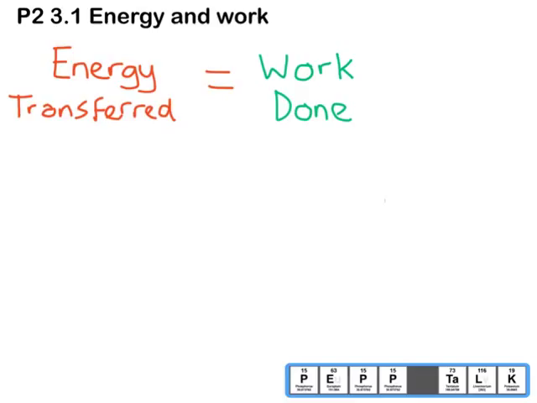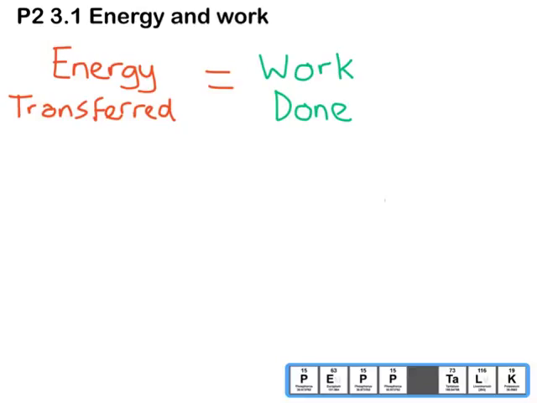So if you think about it, the amount of energy that's being transferred to an object, that we measure in joules, of course, the same as normal, is actually the same as the amount of work that's being done to that object. So for example, if I lift an object through a height, it might gain, let's say, 20 joules of gravitational potential energy, and I can say that I've done 20 joules of work to that object. So we can really see that energy transferred is the same thing as work done.